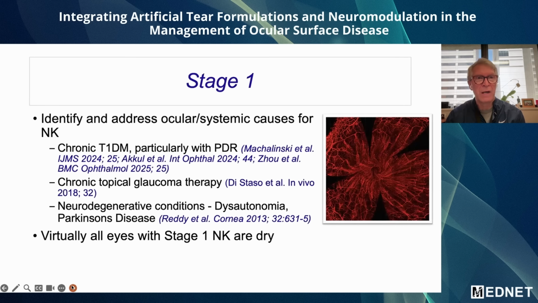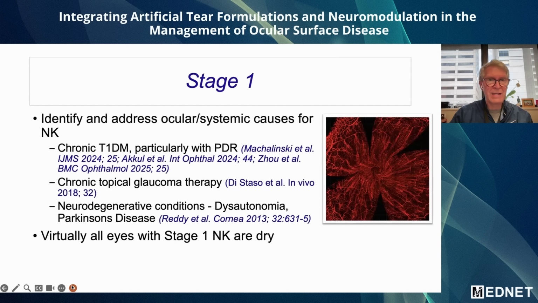For stage 1, it's important to identify and address ocular and systemic causes for NK. As I mentioned, type 1 diabetes, particularly with proliferative diabetic retinopathy, is associated. So those patients want to be treated adequately for their systemic disease. With chronic topical glaucoma therapy, it might be possible to modify their therapy to get them off preservative-containing agents. Neurodegenerative conditions like dysautonomia and Parkinson's disease are also associated. I end up diagnosing Parkinson's disease about once a month in patients that have reduced blinking and reduced corneal sensitivity.